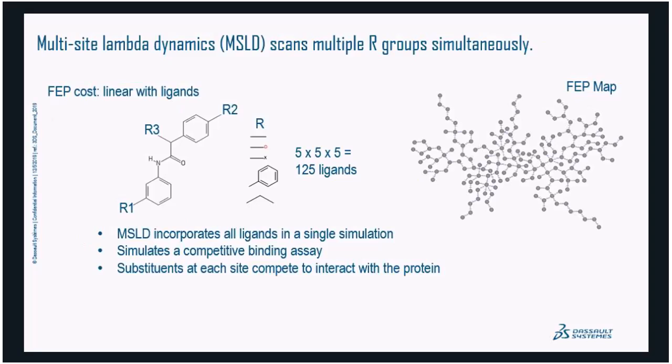If you wanted to do all this with free energy perturbation, you would have to run about 124 simulations, because you have to pair each of these analogs to your lead and run your free energy perturbation for each one to estimate your delta G value. With multi-site lambda dynamics, we're able to incorporate all 125 of these ligands into a single simulation, and thus we simulate a competitive binding assay where the substituents at each site can compete to interact with the protein.